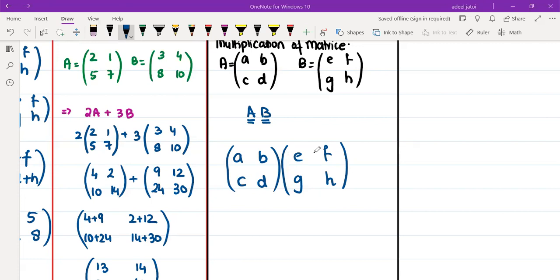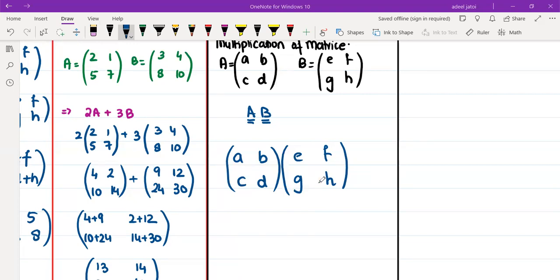I repeat this again. Your first row of the first matrix will multiply with the first column of the second matrix. Your first row of the first matrix will be multiplied with the second column of the second matrix. Then your second row of the first matrix will be multiplied with the first column of the second matrix. Your second row of the first matrix will be multiplied with the second column of the second matrix.